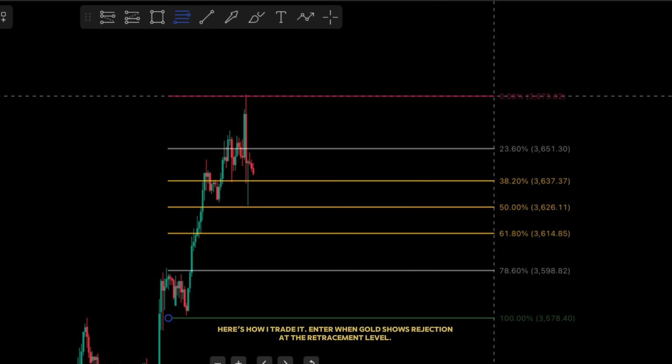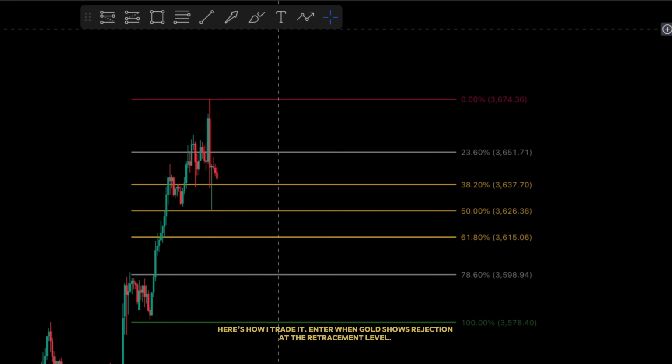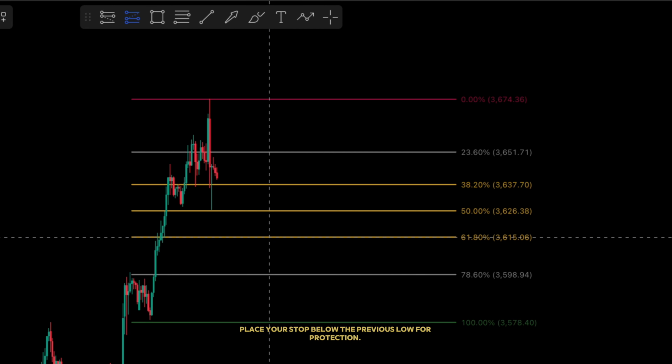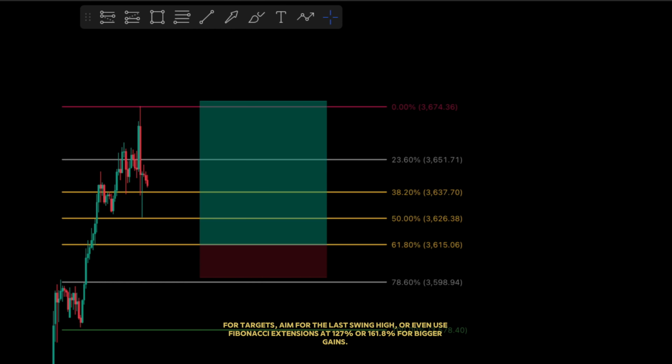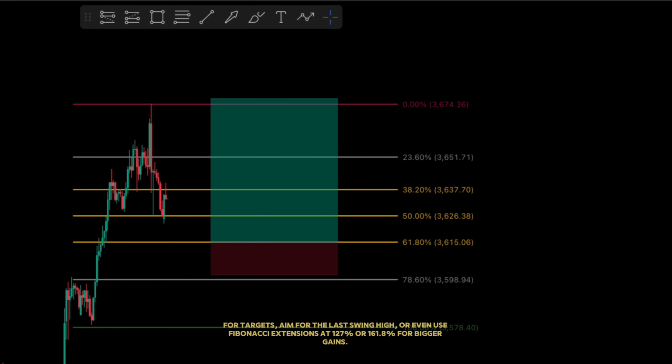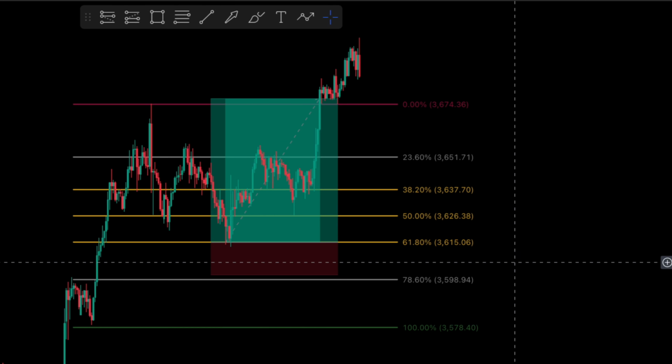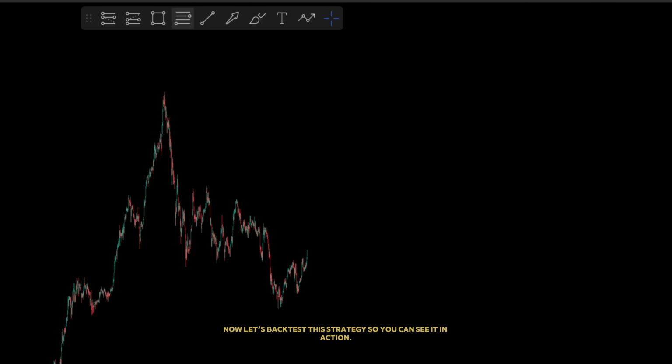Here's how I trade it. Enter when gold shows rejection at the retracement level. Place your stop below the previous low for protection. For targets, aim for the last swing high, or even use Fibonacci extensions at 127% or 161.8% for bigger gains. Now let's backtest this strategy so you can see it in action.